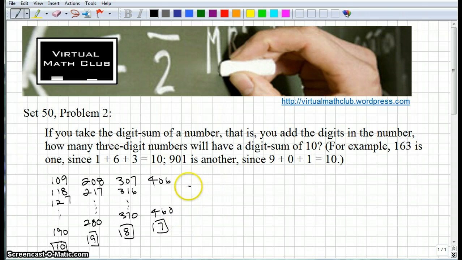Let's take a look at the last two. Well, in the 900s range, we're going to have 901 and 910, and those are the only two in the 900s range. Okay, and that's all the bigger we have to go, because anything bigger than the 900s range is going to be a 4-digit number and not a 3-digit number. So essentially what we need to do is just add up the numbers 2 through 10.